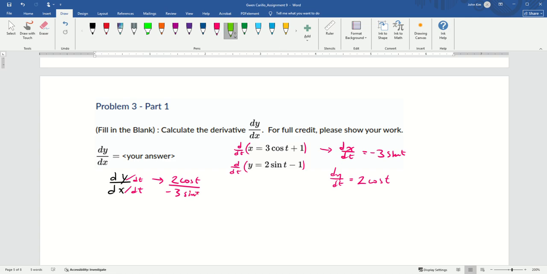Well, we know for a fact that cosine over sine is going to be cotangent. So finally, dy/dx, the derivative, is going to be negative 2/3 cotangent of t. And that's it.